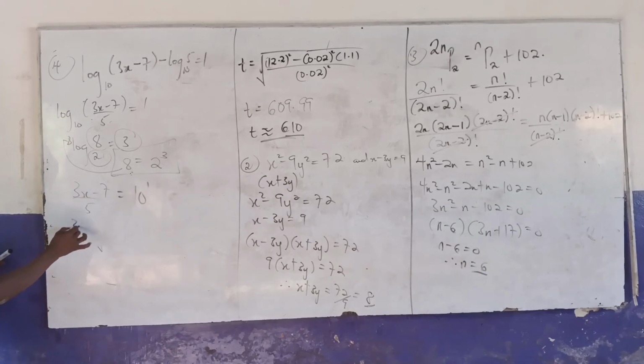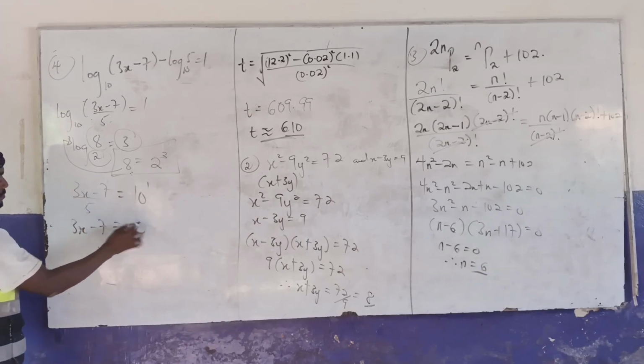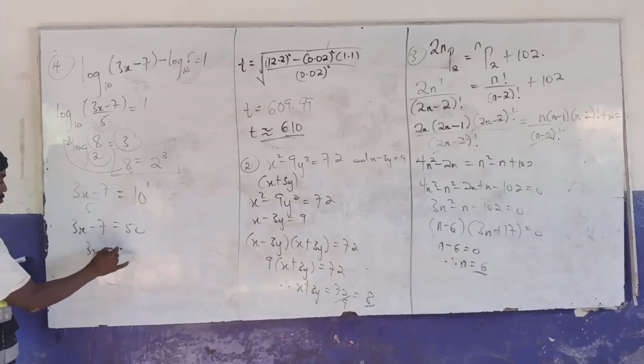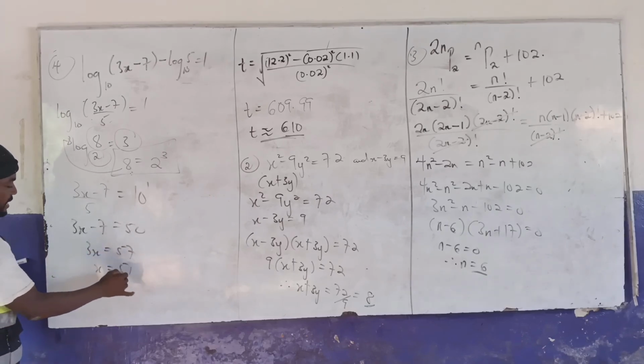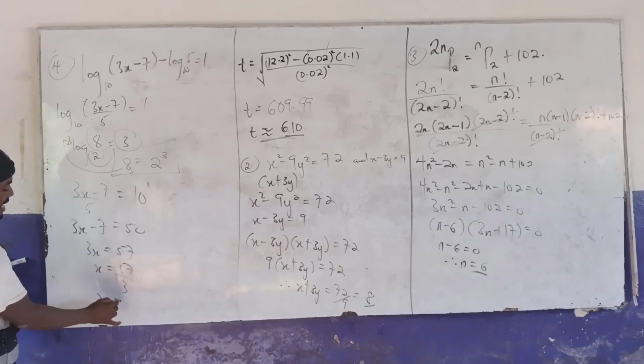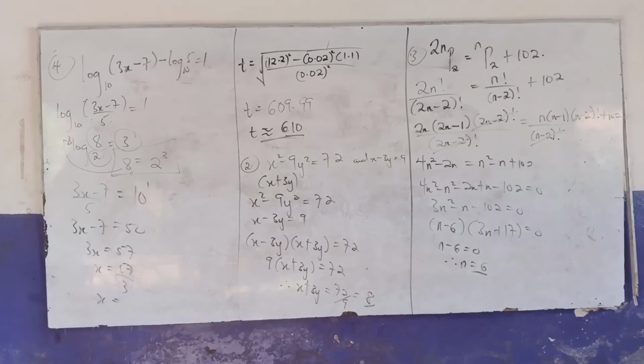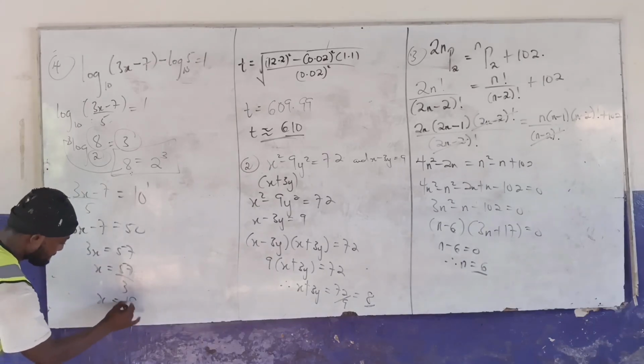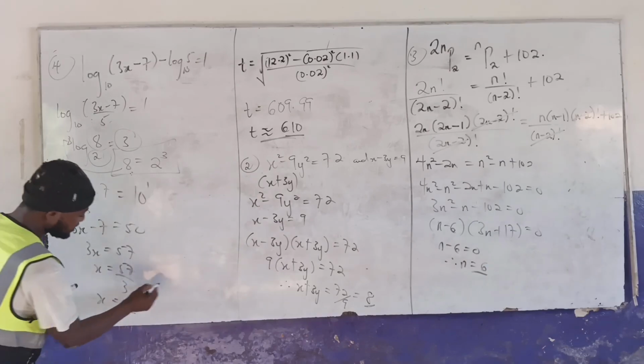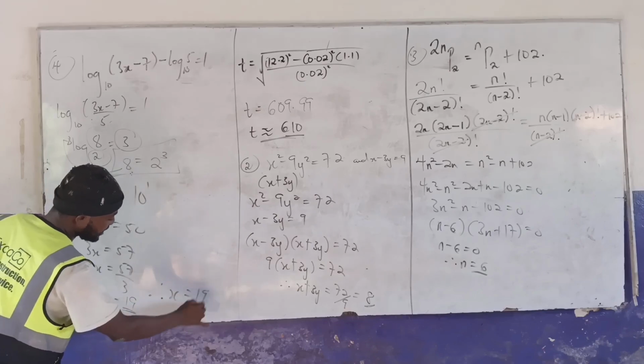And then cross multiplication. We have 3x is equal to 57, which means that x is equal to 19. So we conclude that therefore x is equal to 19.